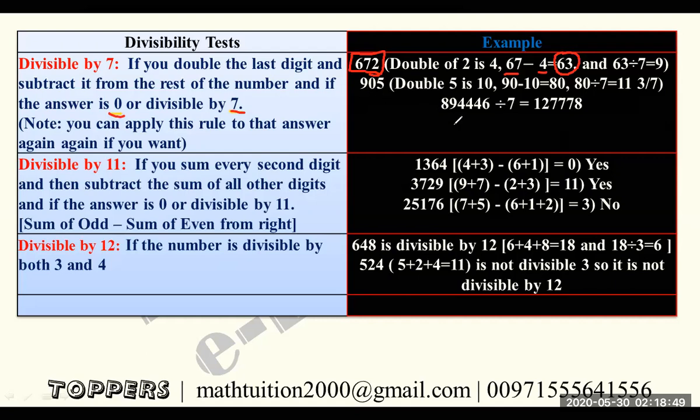Similarly, you can practice 8,944 and 46. If you divide by 7, you will get 1,277 and 8. You can practice this.